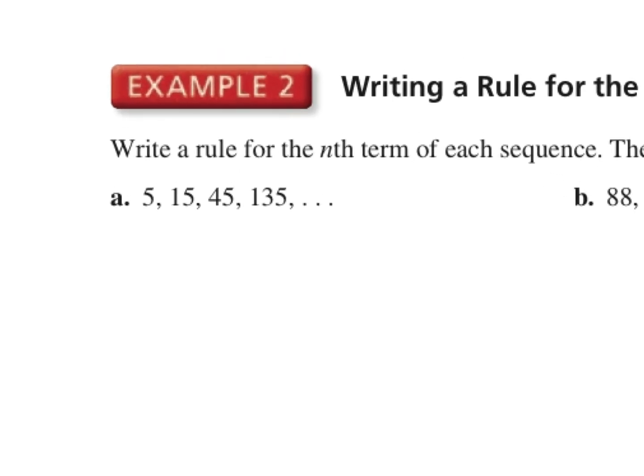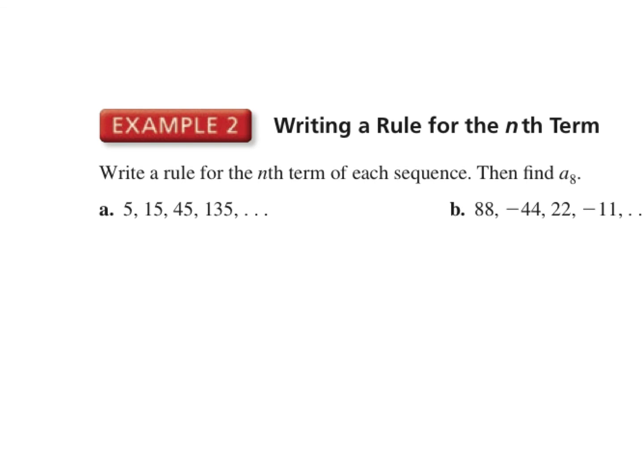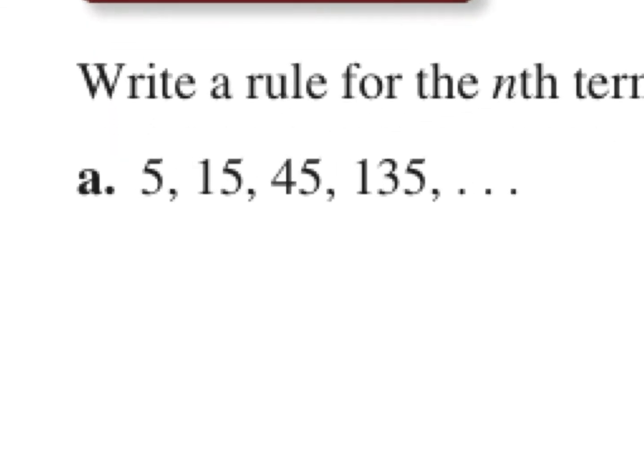Alright, so let's look at example 2a. Write the rule for the nth term of the sequence, then find a sub 8. So first we want to find our general rule. So we need to find our common ratio and our first term. So how do we find the common ratio? Divide the second by the first. So 15 divided by 5. What's 15 divided by 5?